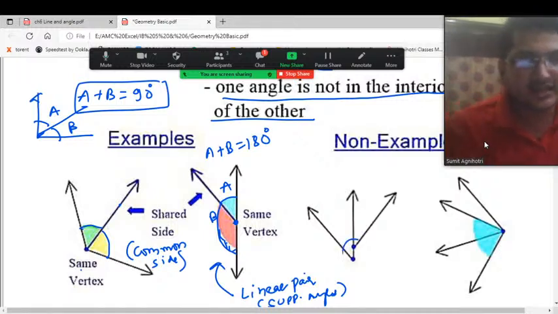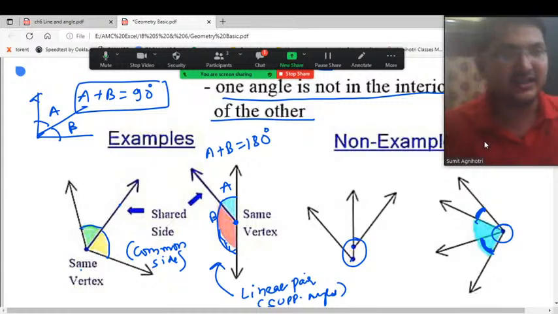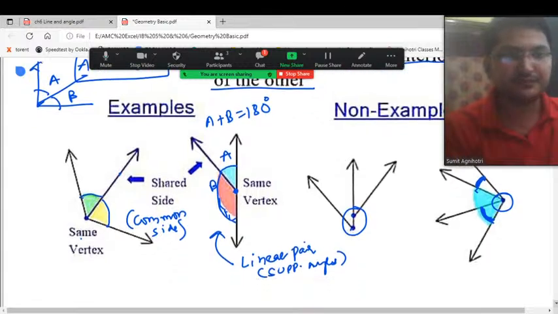Here these vertices are not common, that's why they are not adjacent. Remember that if vertices are not common, they are not adjacent. Similarly, this angle and this angle are not adjacent. This one and this one are not said to be adjacent. Why do we say so? Because they don't have a common side. They have a common vertex, but they don't have a common side. If they don't have a common vertex, they can't be adjacent. If they don't have a common side, they can't be adjacent. Got it?